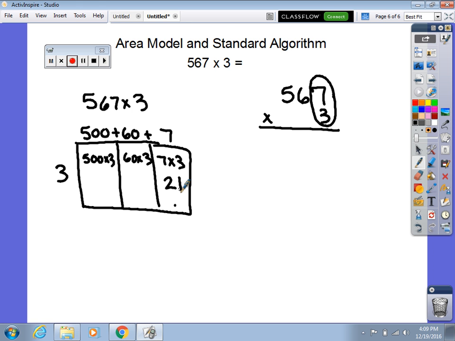Now in the algorithm, 7 times 3 is still 21, so I put down the 1 and I carry the 2 to the tens place.